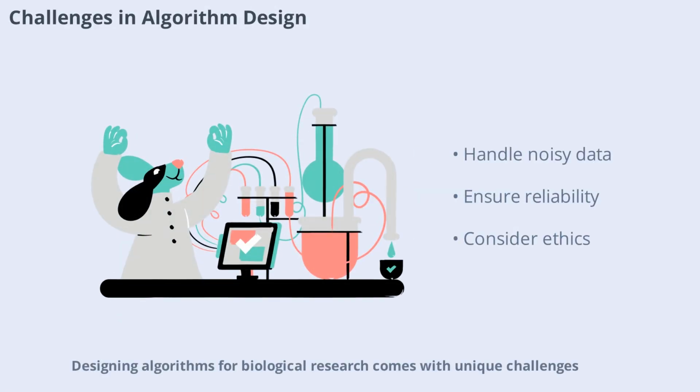Designing algorithms for biological research comes with unique challenges. Biological data is often noisy, incomplete, and highly variable. Algorithms must be robust enough to handle these issues while still producing reliable results. Additionally, ethical considerations such as data privacy and responsible use must be taken into account when developing and applying algorithms in biology.